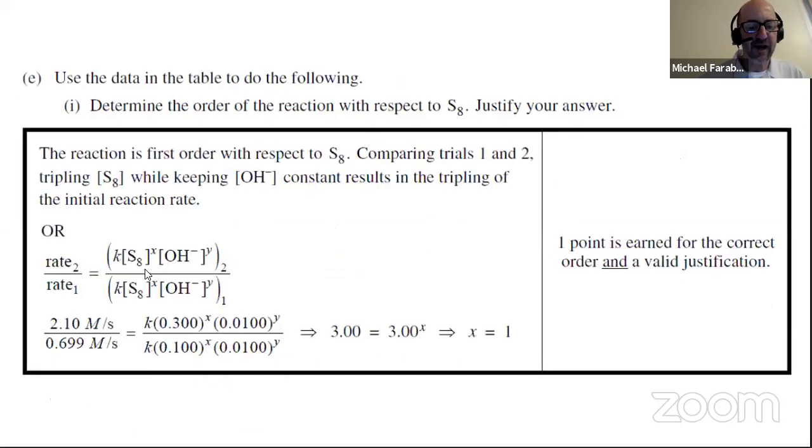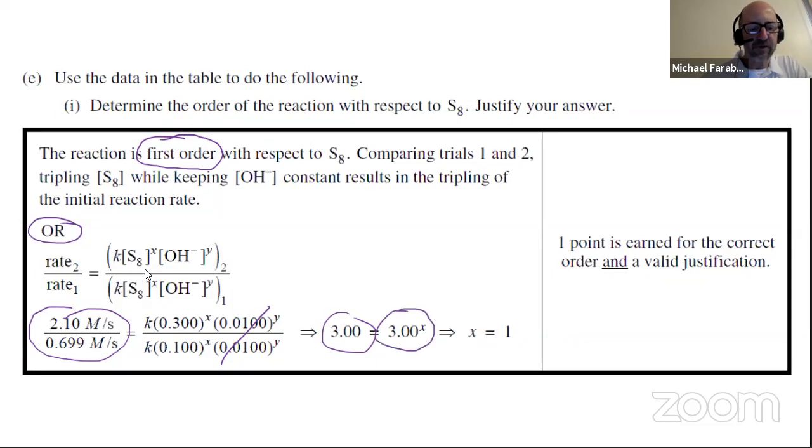I'm going to show you the official scoring guidelines. You have 2 choices here. You could explain it in words, or you could explain it mathematically. Either way, it's going to be first order. The reaction is first order with respect to the sulfur because when comparing trials 1 and 2, tripling the concentration of sulfur while keeping the concentration of hydroxide constant results in tripling of the initial reaction rate. Or mathematically, you can put rate of the second trial divided by rate of the first trial, so you get 3. And then when you plug in these numbers, this part will just divide out because the concentration of hydroxide didn't change. And now we have essentially 3 raised to the x power, where x is the order, x is 1.